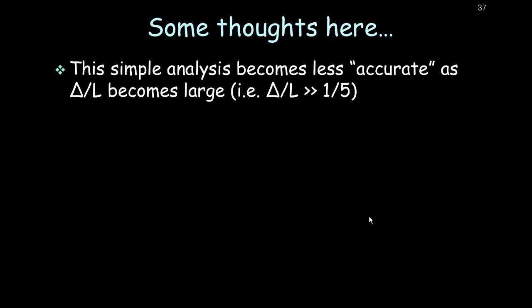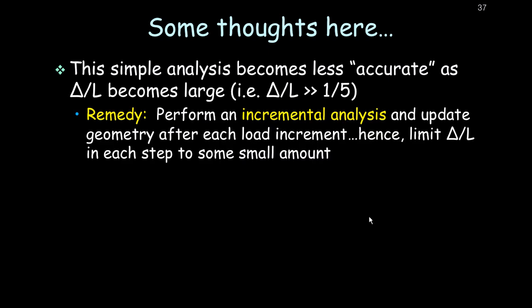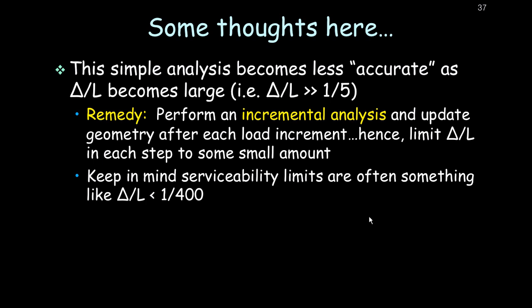Clearly this whole math starts to get a little crunchy if the deflection divided by the length of the member is more than 1 in 5. That's probably very unlikely for civil engineering structures, but if that were to happen, no problem. Instead of doing the load all in one step, we'll just put the load on gradually in several steps. So we can solve that problem. And like I said, for most civil engineering structures, the deflections are certainly much less. They're often limited by serviceability requirements, so most likely that delta over L would be less than 1 in 400, never mind 1 in 5.